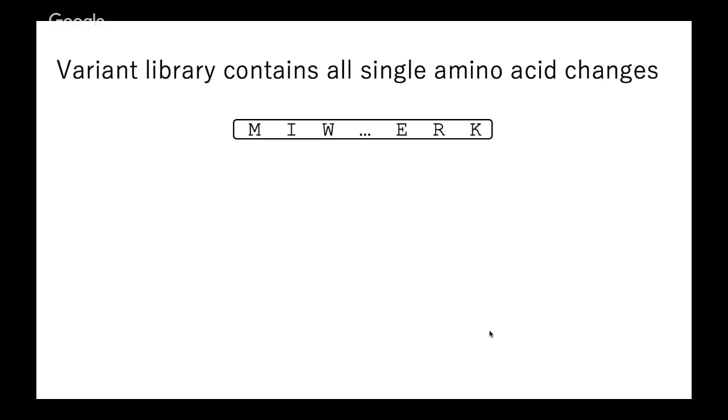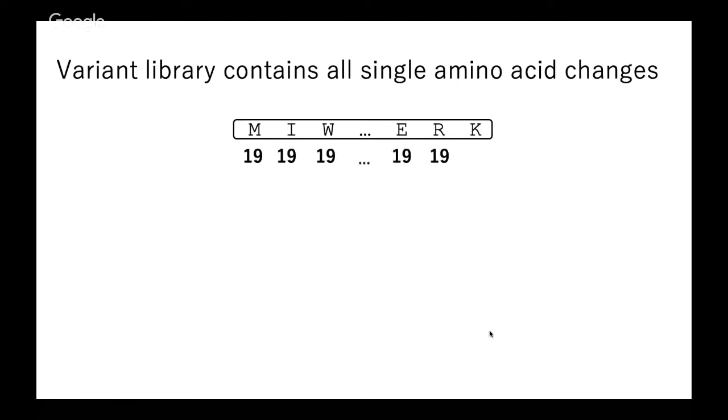So the first part of the experiment is making all of these genetic changes. We take the wild-type gene, and then using PCR mutagenesis, we can make every single amino acid change away from wild-type. So at this first protein position, we would make every change away from wild-type methionine for a total of 19 variants, where the first site is different and the rest of the sequence is wild-type.